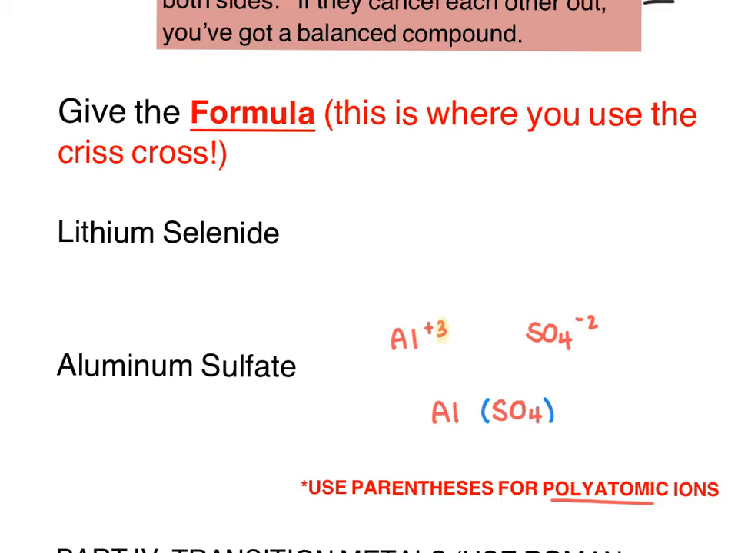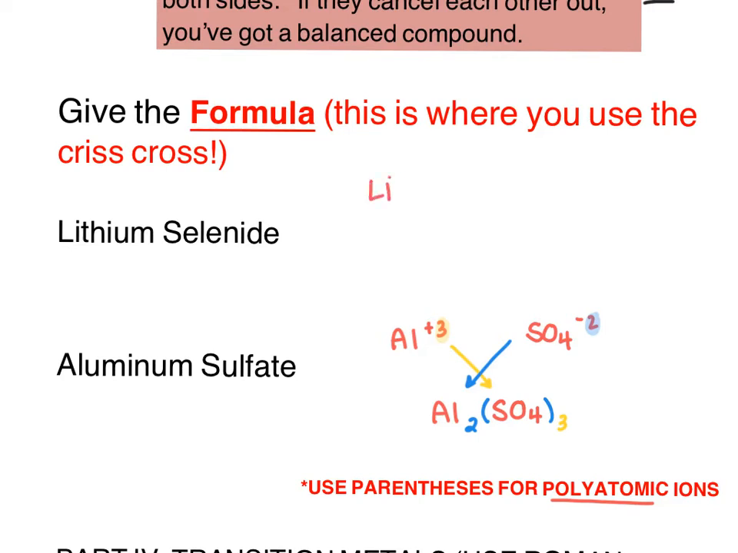Once I have my parentheses around my polyatomic, I am good to go do my crisscross. I'm going to start with the 3 from my aluminum. I cross that to my sulfate, and I drop it below. I'm always going to cross to the element I am not starting with the charge. So in this case, I have aluminum to my sulfate. Next, I have the 2 from my sulfate. I'm going to cross that to my aluminum. So I get Al2(SO4)3.